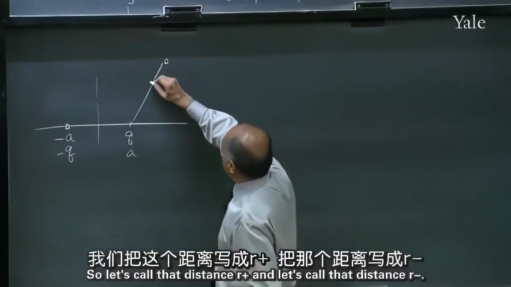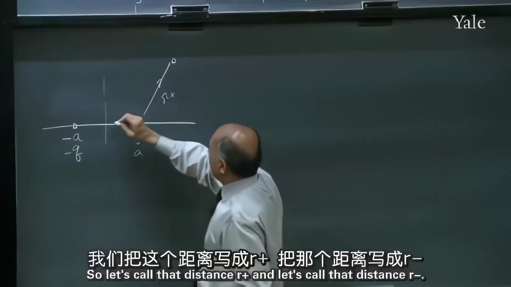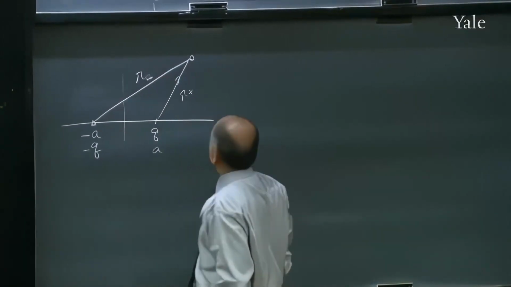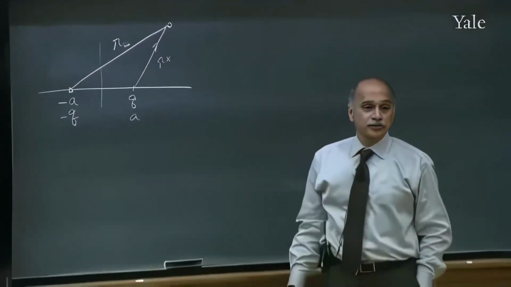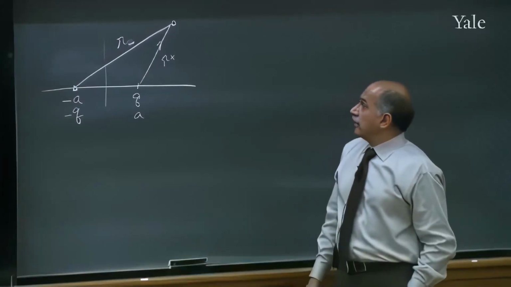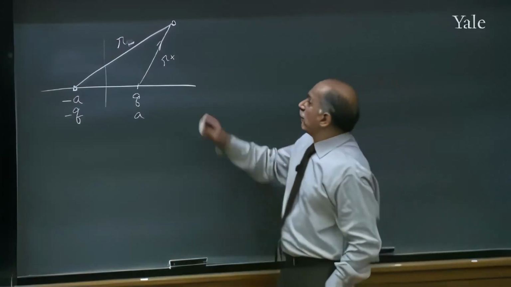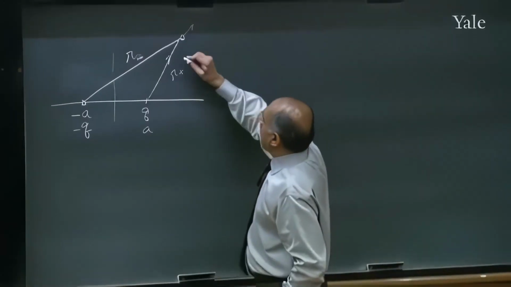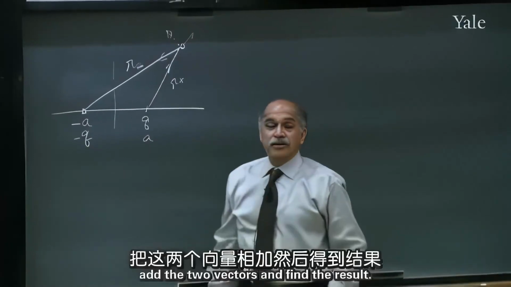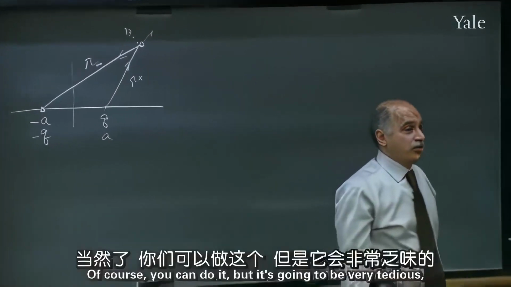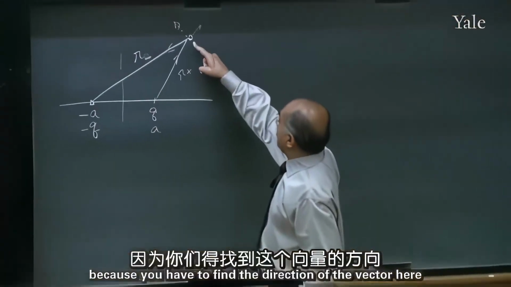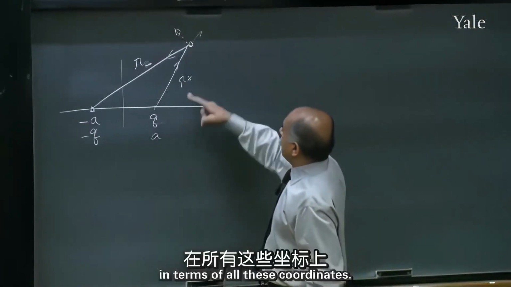So let's call that distance R plus, and let's call that distance R minus. These are not vectors, these are just lengths. If you want to find the electric field directly, you know what you have to do. You have to find the vector here, and you've got to find the vector there due to the second guy, add the two vectors, and find the result. Of course, you can do it, but it's going to be very tedious because you have to find the direction of the vector here and the direction of the vector here in terms of all these coordinates.